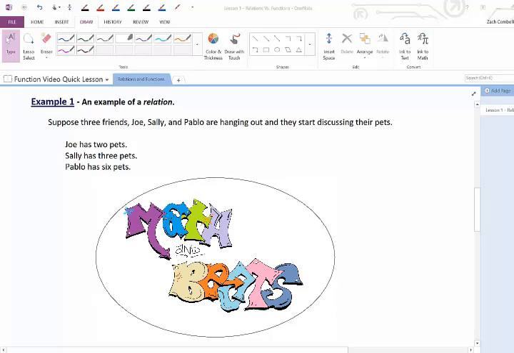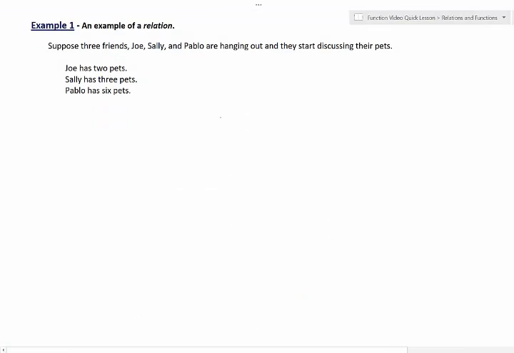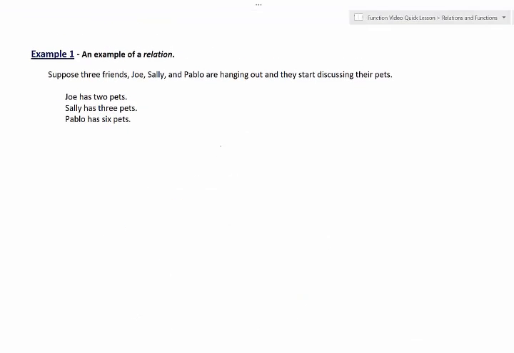We're gonna have an introduction about what's a relation. So, if you don't mind, here we go. Suppose we got these three friends, Joe, Sally, and Pablo. They're hanging out and they start discussing some conversation about their pets. Joe's got two pets. Sally, three pets. Pablo, six pets. We would like to have a way to depict this mathematically.